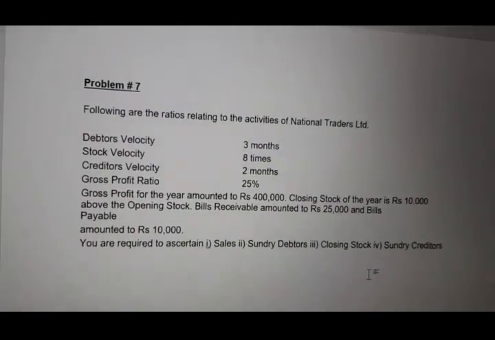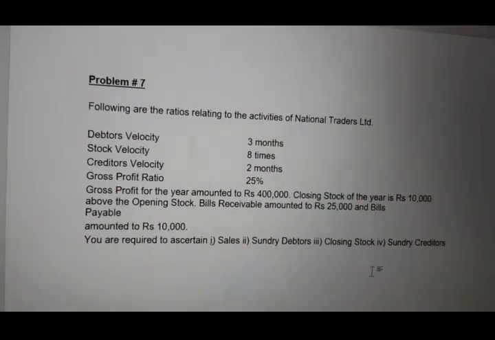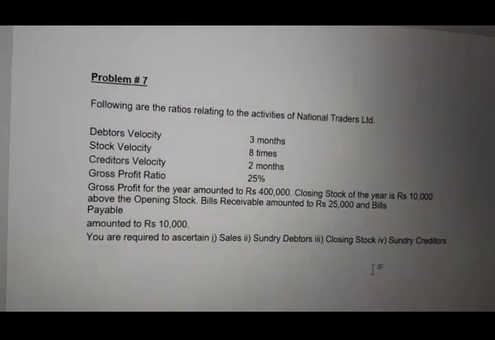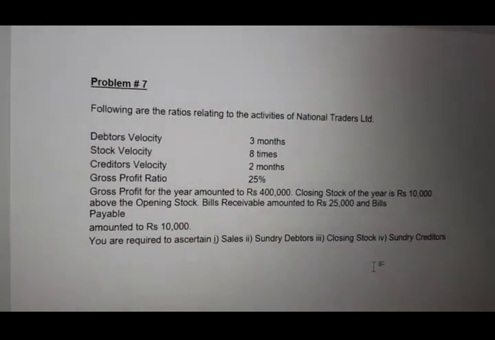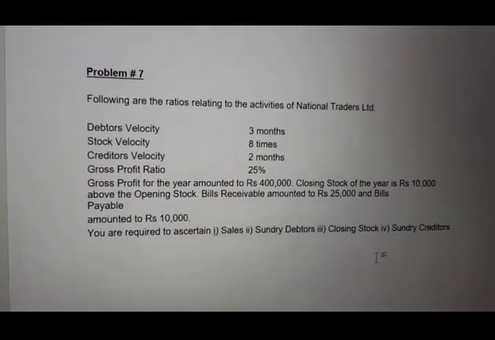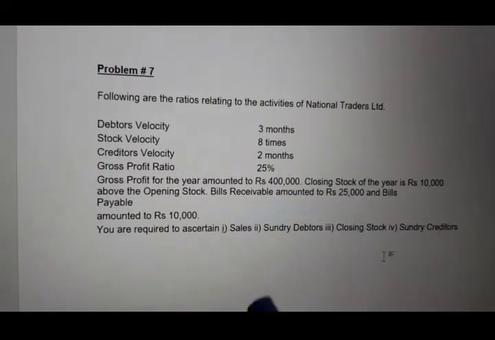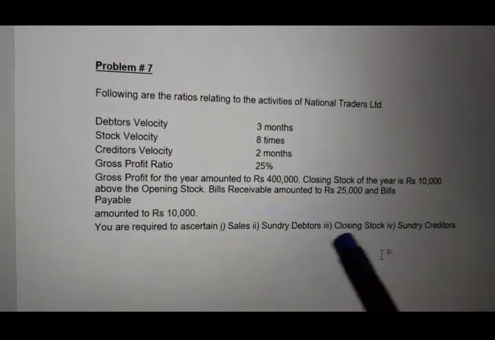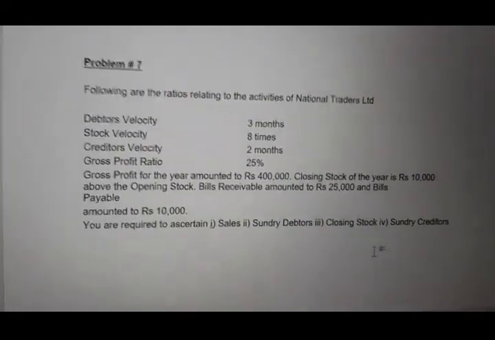Let us now solve another problem on ratio analysis. Okay, this is a different type of problem. Here you have been given a few ratios and some data also, and you are asked to compute certain things, that is sales, sundry debtor, closing stock and sundry creditors.